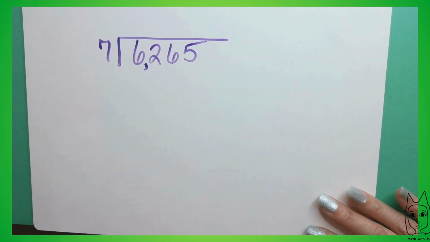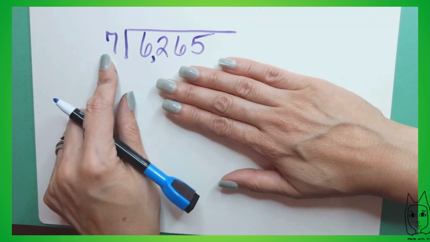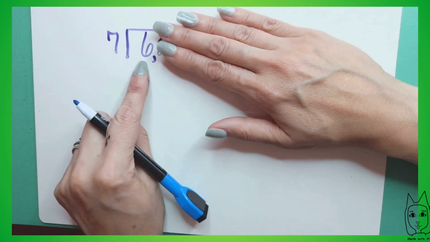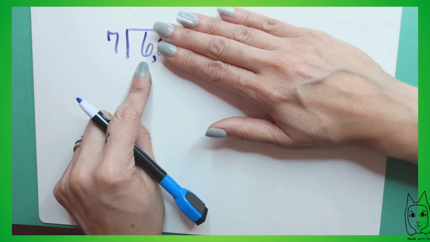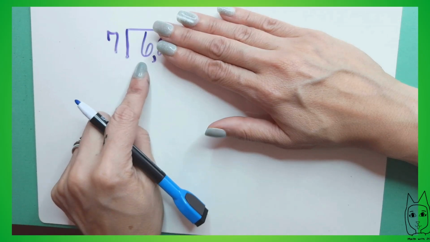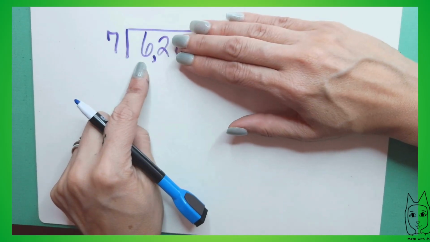6,265, and we're going to divide it into 7 equal parts. First, we're going to start with the 7. We're going to start with the largest place value. 7 times what can give me 6? There's nothing times 7 that's going to give me 6 because 7 times 1 is already 7. I'm going to go to the next place value.